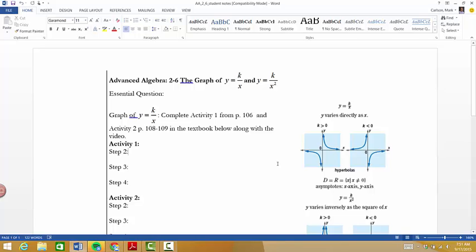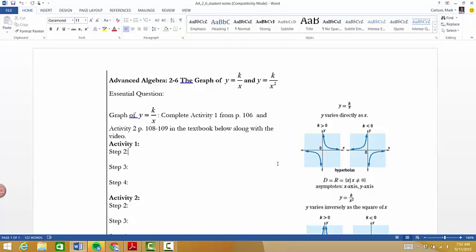Alright, let's take a look at section 2.6 here, where we're looking at the graphs of y equals k over x and y equals k over x squared. So both of these are inverse variation graphs. These are two graphs that you're going to have to be very familiar with in terms of their properties, what their graphs look like, the names, etc. And let's just take a few minutes to go through some of that.